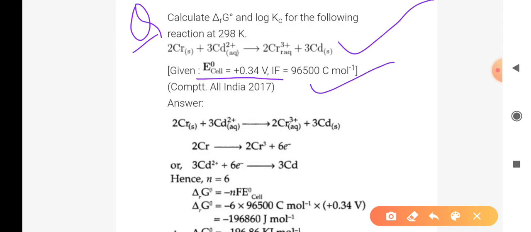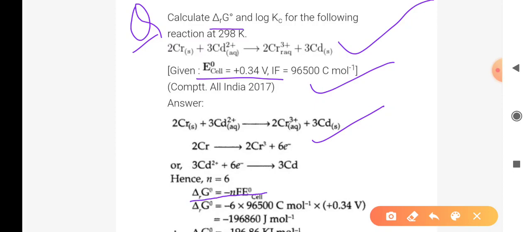To solve these kind of questions, first of all we have to write the chemical reaction if not given, and then we have to balance the chemical reaction. But in this question the chemical reaction is given and that is balanced. After that we will write the formula. We have to calculate delta G. So the formula is delta G is equals to minus NF E naught cell.